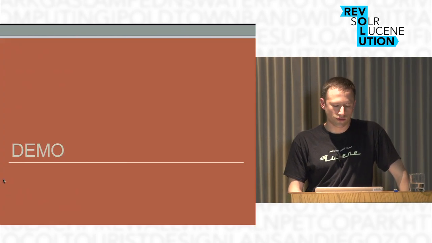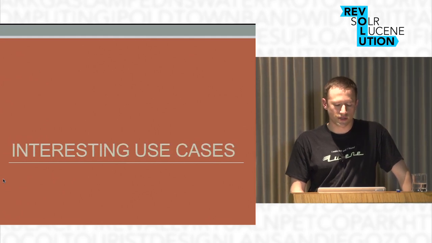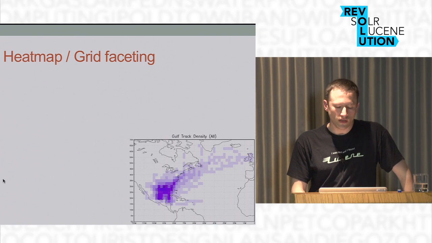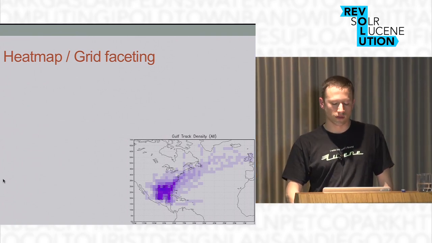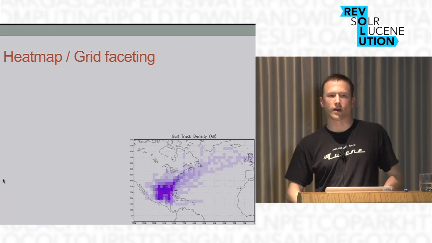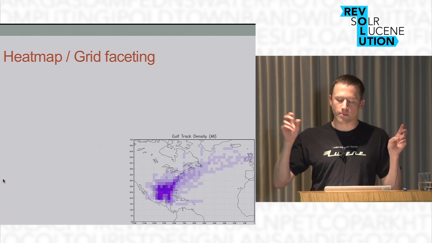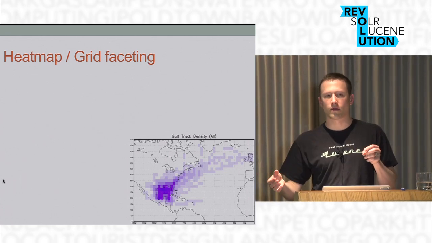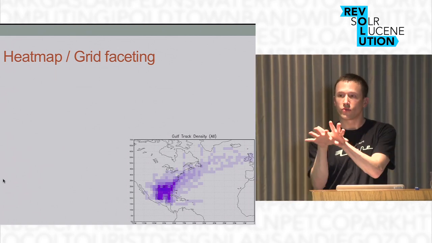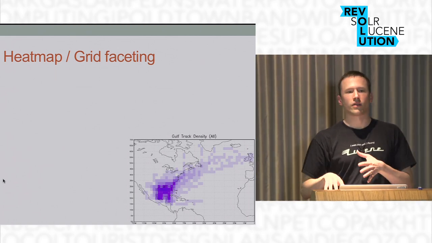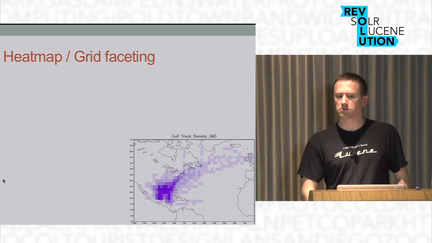I want to move past this in the interest of time. I already did a little demo. Interesting use cases: I grabbed a picture off Google image search that shows something that looks like what I'm trying to represent here. You might call this a heat map, or you might call it grid faceting. There's actually a JavaScript library that can take a grid of values and smooth it and make it look like you have more fidelity than you actually do. I think it's called heatmap.js. It's pretty cool.